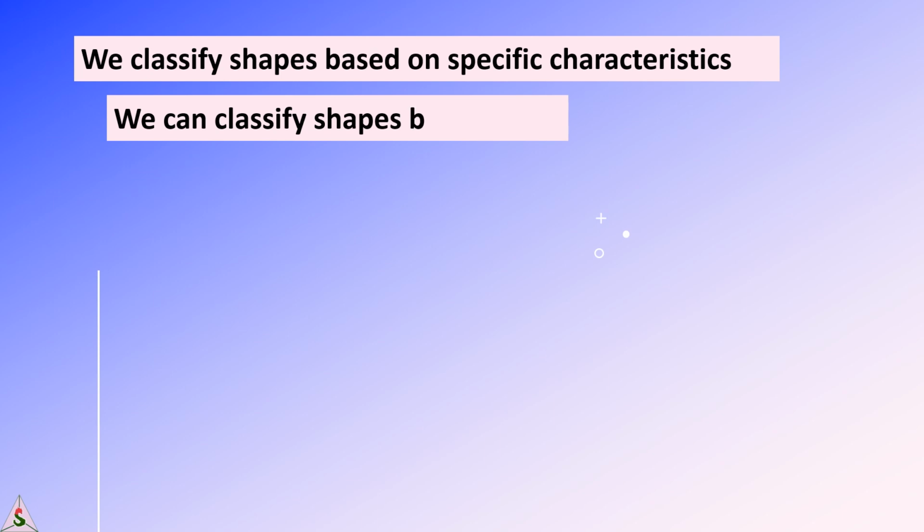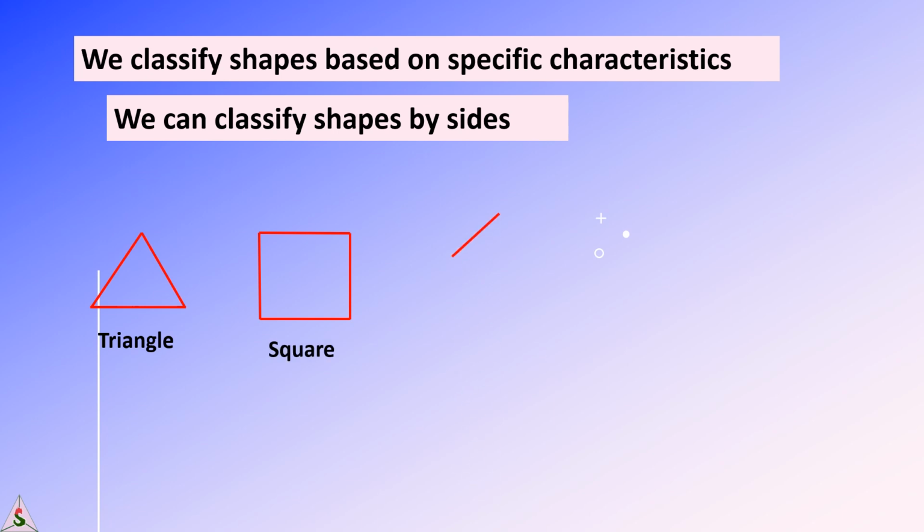We can classify shapes by sides. In a triangle, there are 3 sides. A square has 4 sides. And a pentagon has 5 sides.